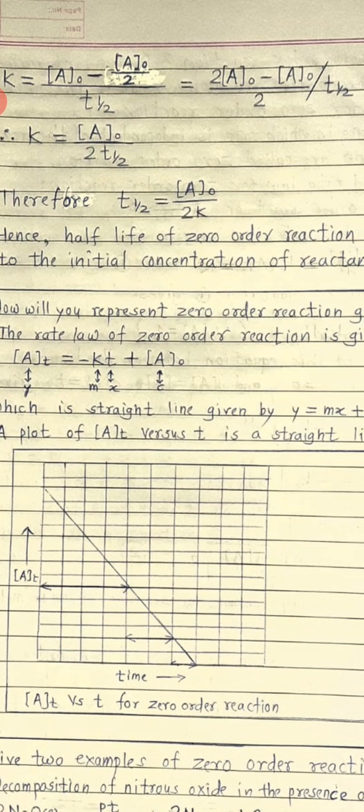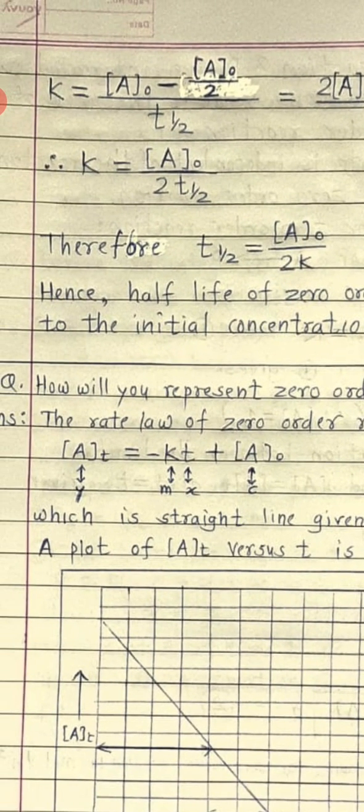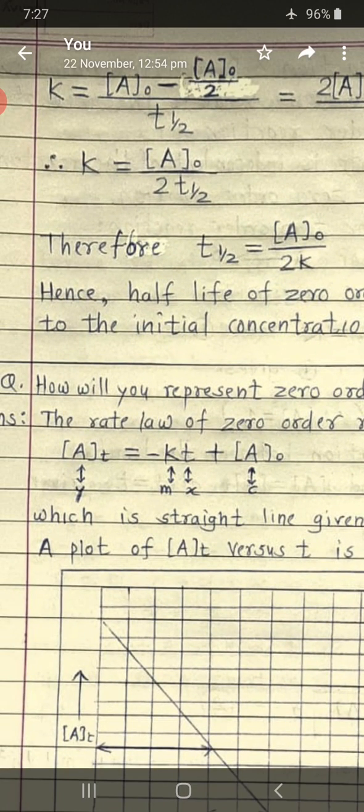By cross multiplication, we get 2A0 minus A0 divided by 2, divided by 2, so the whole divided by t half. Now, after simplification, the final equation gives k is equal to A0 by 2 t half. K is equal to concentration A0 divided by 2 t half.